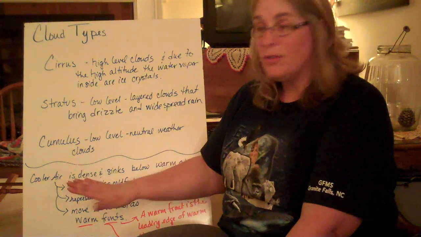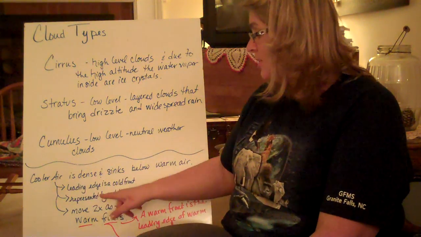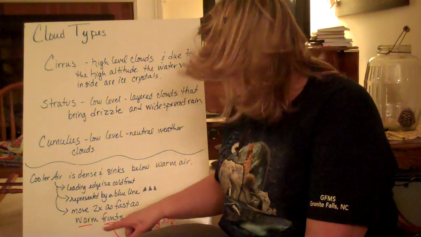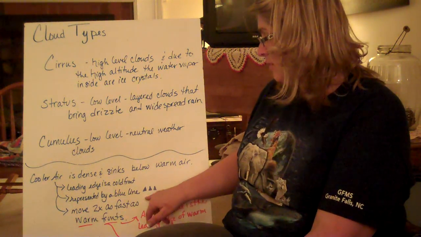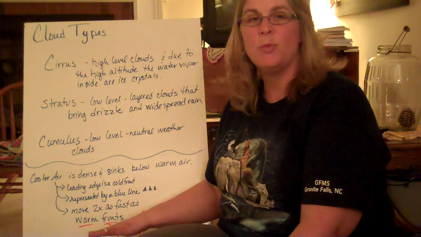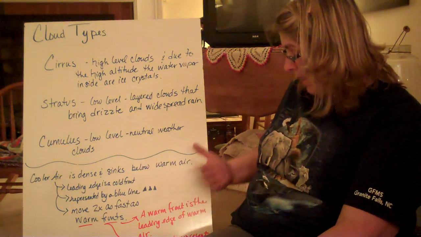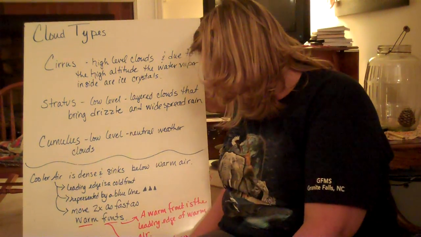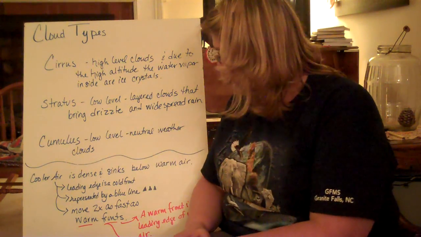Now, cooler air, we know, is more dense and it sinks below the warm air. The leading edge of the cold air is called a cold front. It's represented by a blue line on a weather map, and it often has triangles. It tends to move twice as fast as warm fronts. Now, warm fronts are the leading edge of a warm air mass. They're usually represented by a red line with semicircles.